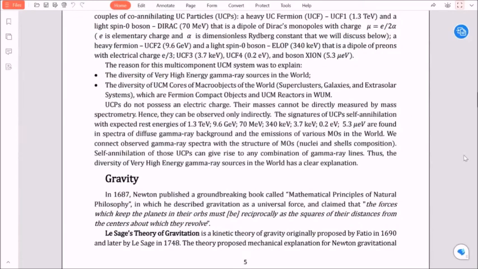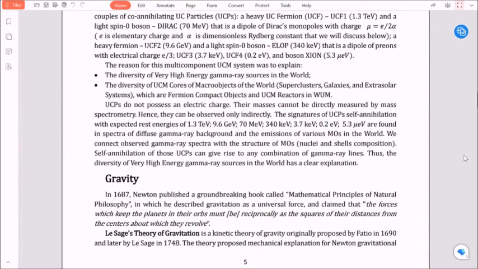Gravity. In 1687, Newton published a groundbreaking book called Mathematical Principles of Natural Philosophy, in which he described gravitation as a universal force and claimed that the forces which keep the planets in their orbits must be reciprocally as the squares of their distance from the centers about which they revolve.